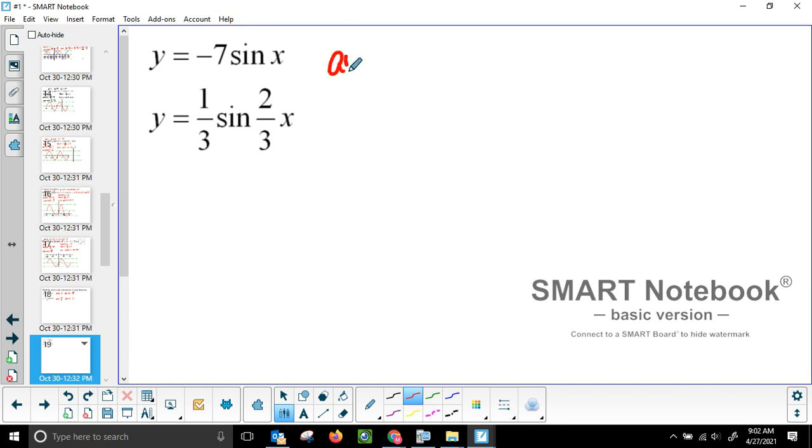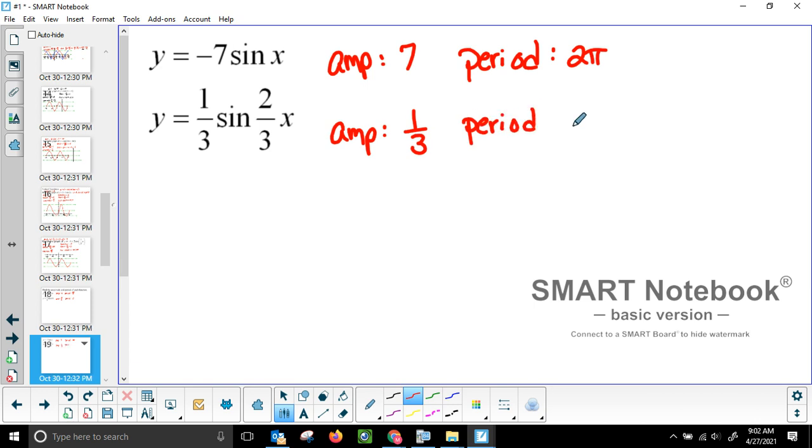All right, so of course my amplitude here is 7. Do be mindful that it's not -7. It's always the absolute value of A. And the period, my B is just 1, so that's just 2 pi. Here, amplitude, 1/3. The period is 2 pi divided by 2/3. That's the same thing as 2 pi times 3/2. So essentially those will cancel, and this will become 3 pi.